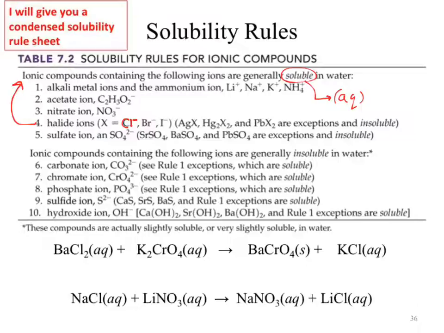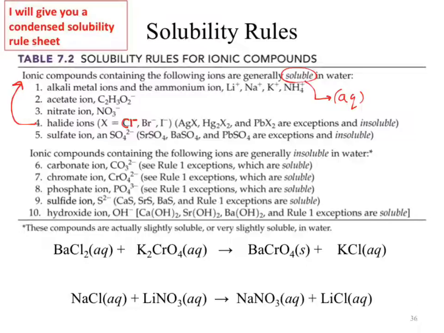Okay. Notice that after it says halide ions, and it lists what the halides are, it then says silver X, HgX, and PbX are exceptions. Okay. So before we panic, barium, is that silver, mercury, or lead? No. So it's not an exception, which means barium chloride is aqueous.